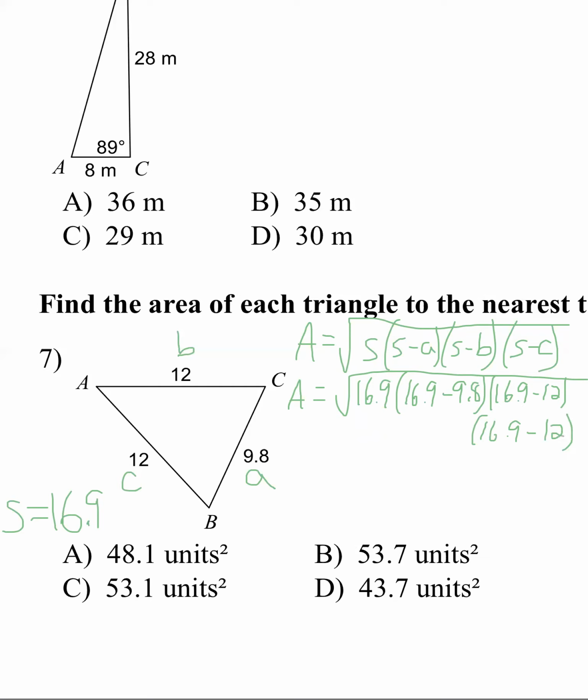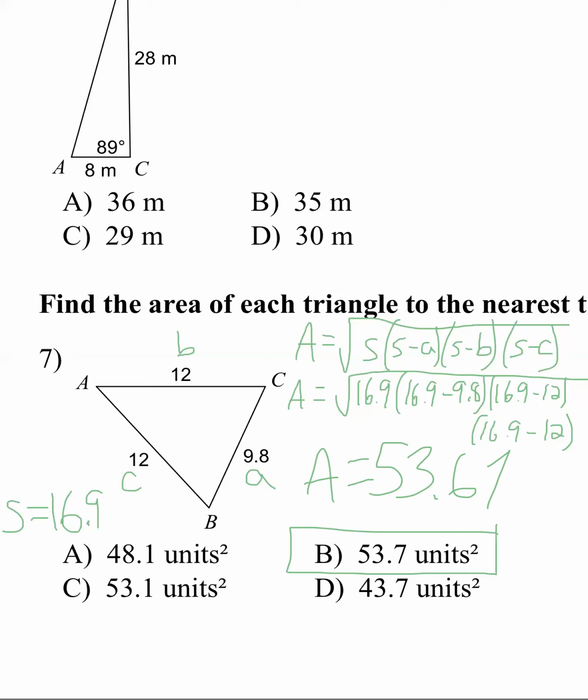Okay, so we'll ask Mr. Calculator to do all this. So I'll take a big old square root of 16.9 times (16.9 minus 9.8) times (16.9 minus 12), and then again, close it all up. I get 53.67. So that's going to round to 53.7 if we round to the nearest tenth. Choice B.